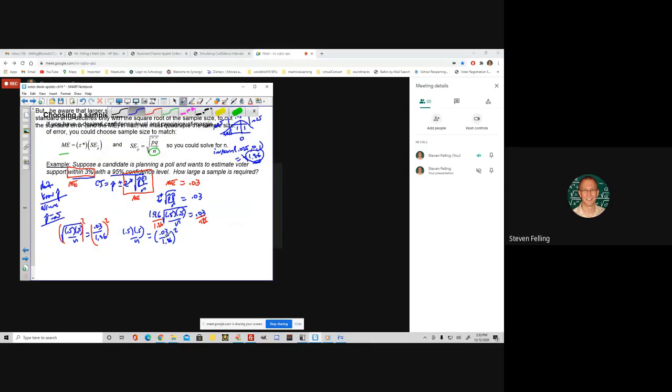All right, so the next thing we would do is multiply both sides by n. If we multiplied both sides by n, they would cancel out on this side. And so I'll have n times 0.03 over 1.96 squared equals 0.5 times 0.5. I just reversed left and right. And then finally, I'm going to divide both sides by this 0.03 over 1.96 squared.